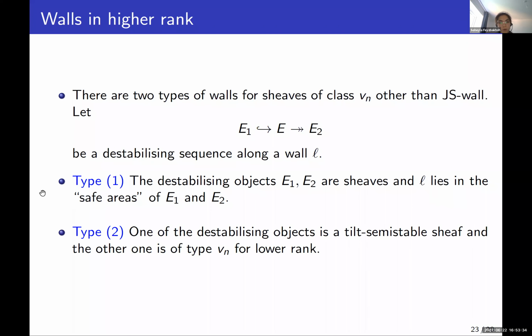So for type one walls, we can proceed by induction on the discriminant of these sheaves. And for type two walls, we can proceed by induction on the rank of these destabilizing factors, to be able to control all of these destabilizing factors.